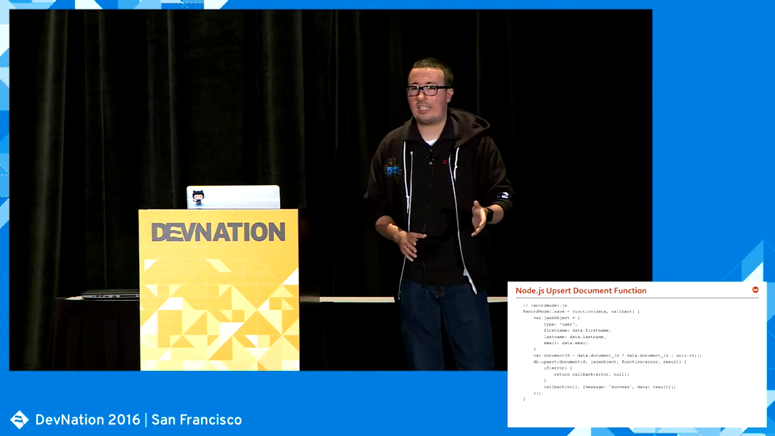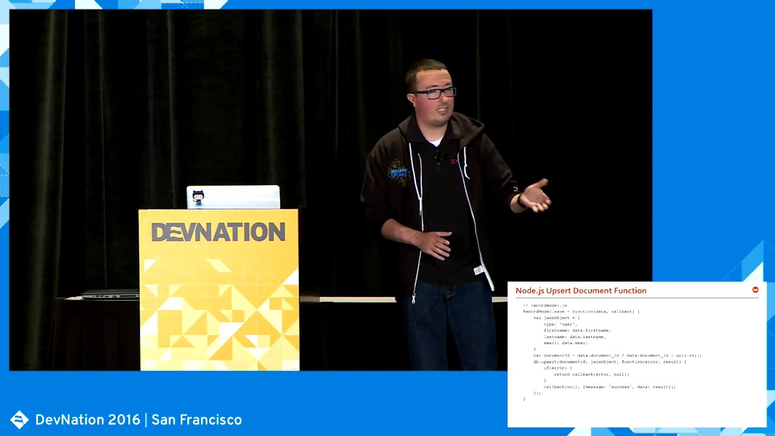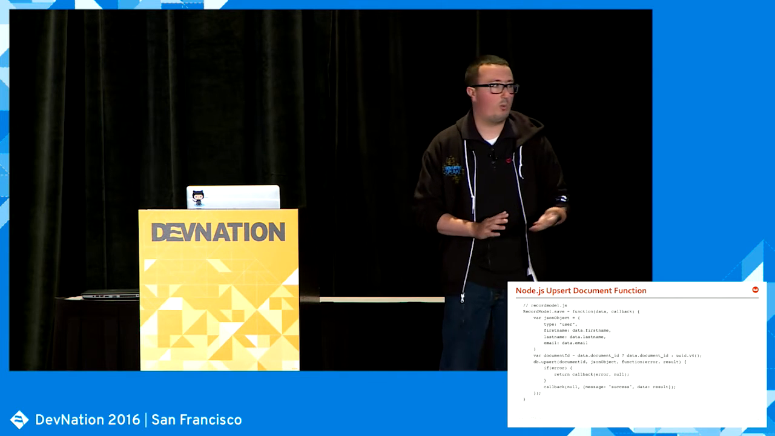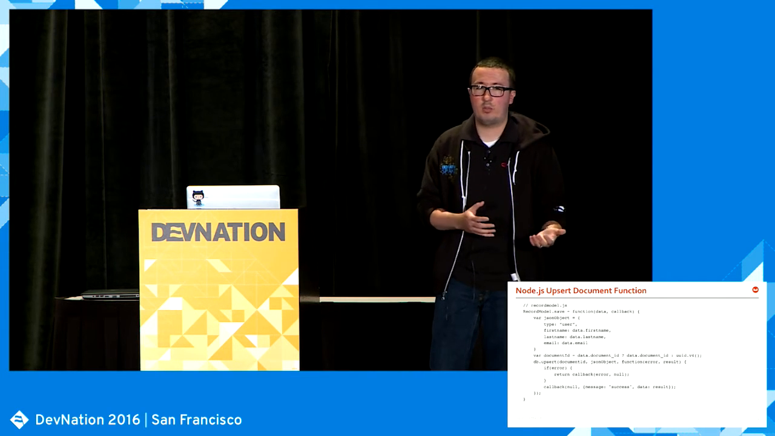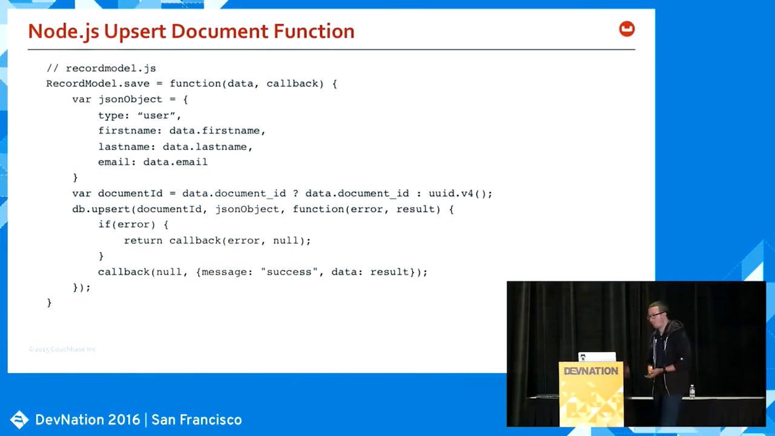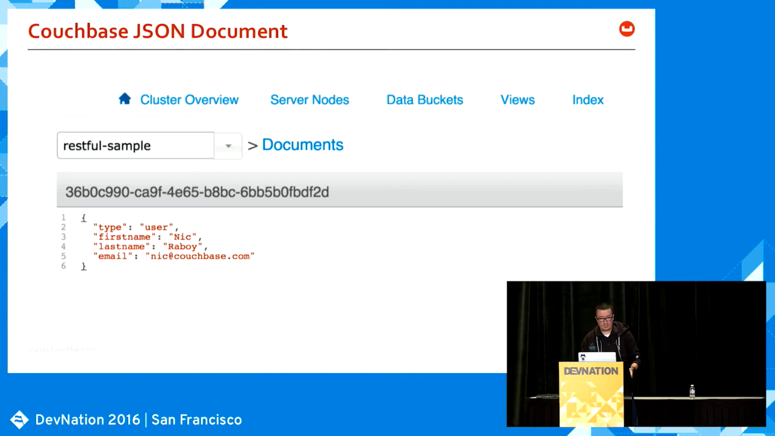So we're just going to do an upsert. We're passing in the key and the JSON data. We're executing it and returning whatever the response is back to the parent function, which is that endpoint. And you saw this already, but this is what it would look like in Couchbase Server when it's saved.